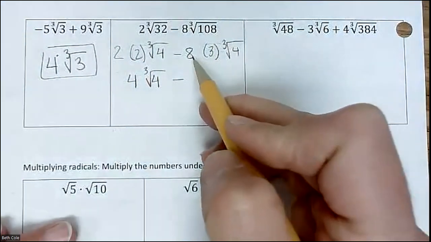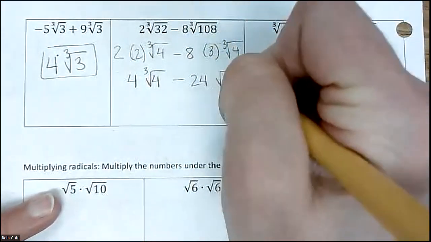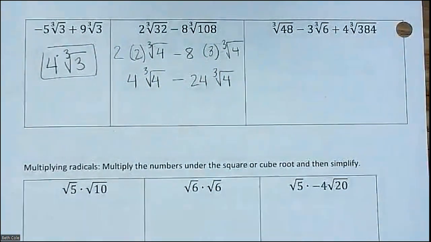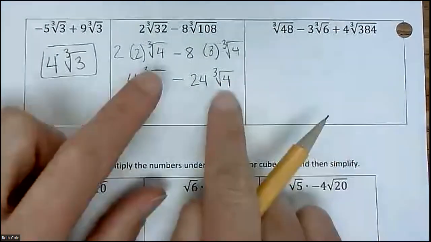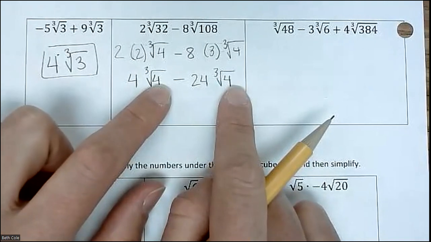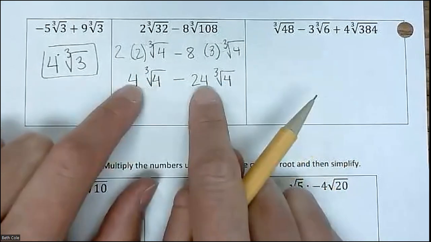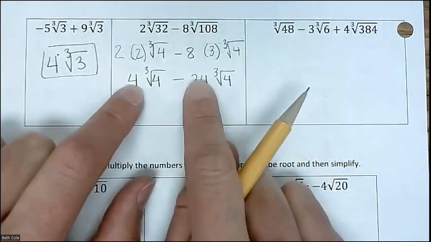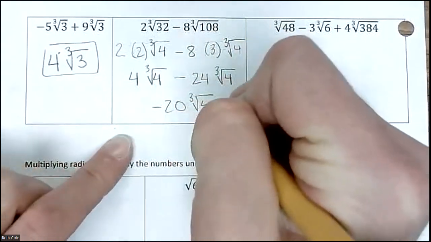minus 24. 8 times 3. So 24 cube root of 4. Now they're the same. And no one's asked me yet, but usually I get asked, hey, Miss Cole, what if they don't come out to the same thing? That means you done goofed. You had a whoopsie somewhere, they'll come out to the same thing. Otherwise, you can't add them together, all right? So you have 4 minus 24, negative 20, cube root of 4.